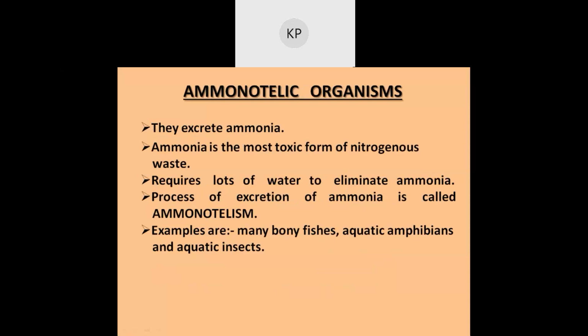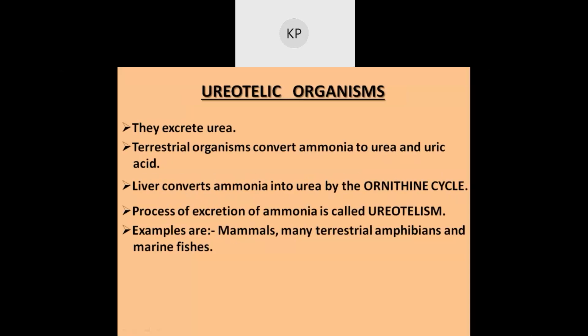Now, number one, ammonotelic organisms. These organisms excrete ammonia, which is the most toxic form of nitrogenous waste, and it requires lots of water to eliminate ammonia from our body. All organisms produce ammonia, and the process of excretion of ammonia is called ammonotelism. Examples are many bony fishes, aquatic amphibians, and aquatic insects.